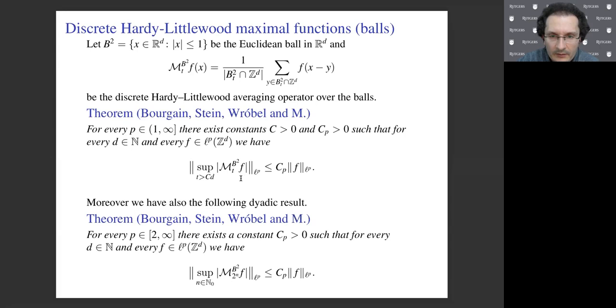So in the result with Bourgain, Stein, and Wróbel, in the case of the Euclidean balls, we were able to improve this bound, and to extend the range over which the supremum is taken. But also we were able to show that if we consider the dyadic version of our average and p is bigger or equal to 2, then we have bounds that are independent of the dimension. So this is exhibited by this inequality. And in fact, by interpolation, this result is purely L2 because we interpolate with the trivial L infinity estimate. So from now on, we can think that this is only an L2 estimate.